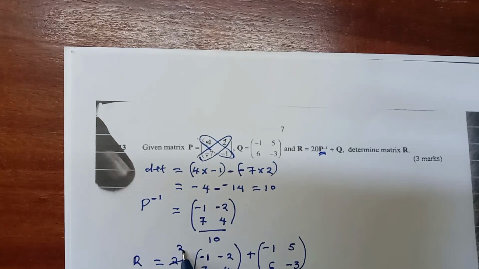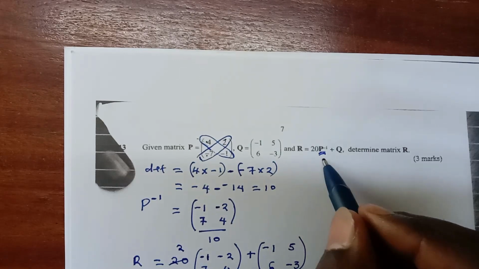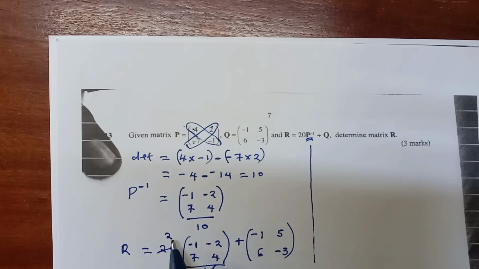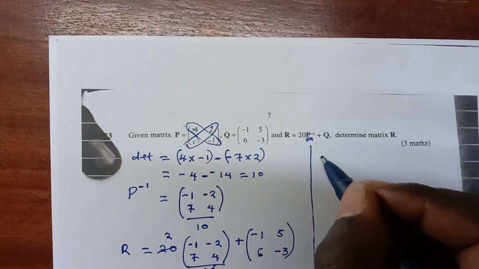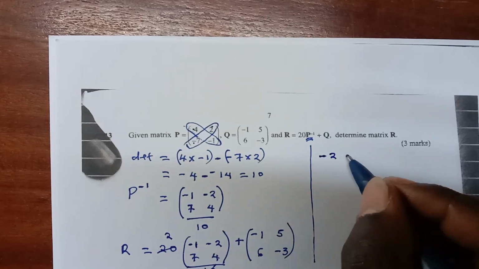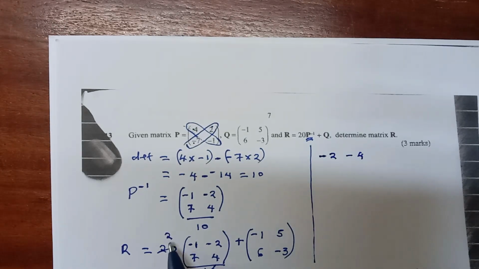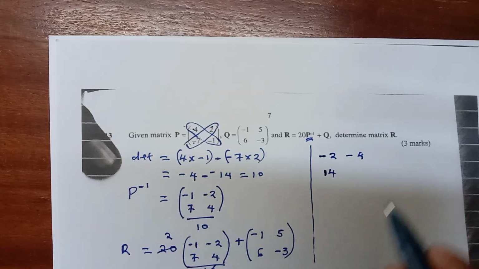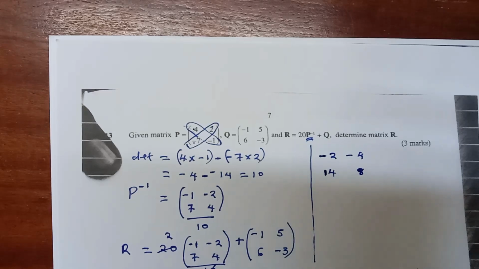So when you open up the matrix, that means you multiply 2 with every element inside here. 2 times negative 1 gives negative 2, 2 times negative 4 gives negative 4, then 2 times 7 gives 14, then 2 times 4 gives 8.